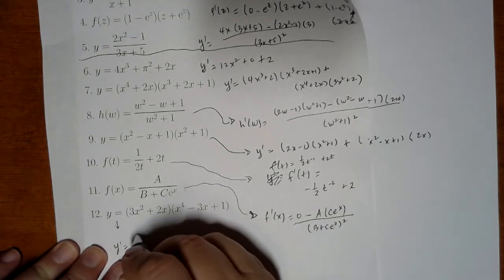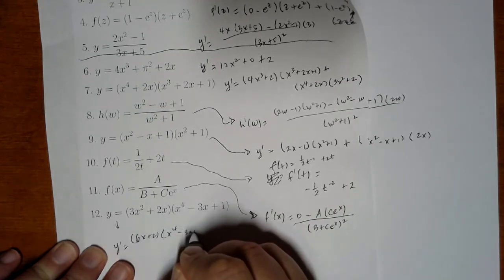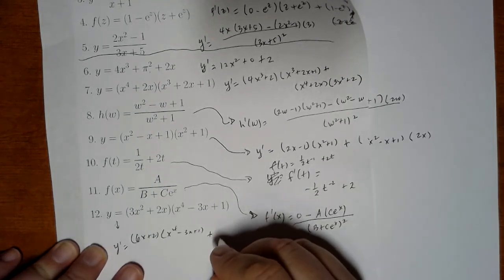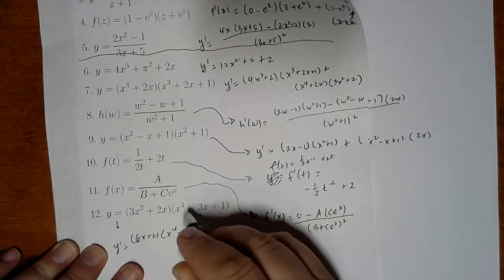And then finally, derivative of our last one. Derivative of the first is 6x plus 2 times the second, x to the fourth minus 3x plus 1, plus the first function by itself times the derivative of the second.